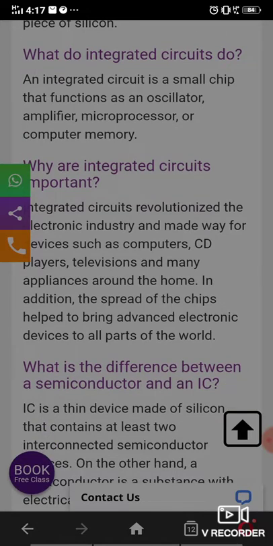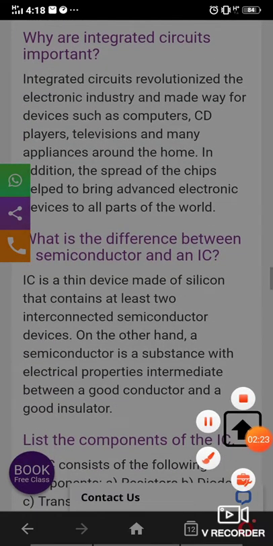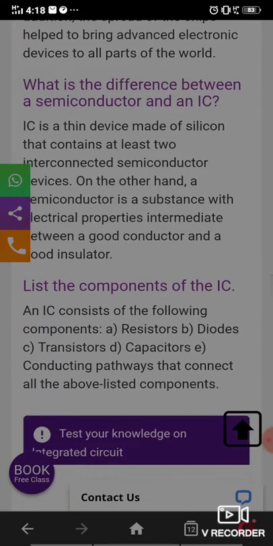What is the difference between a semiconductor and an IC? An IC is a thin device made of silicon that contains at least two interconnected semiconductor devices. On the other hand, a semiconductor is a substance with electrical properties intermediate between a good conductor and a good insulator.